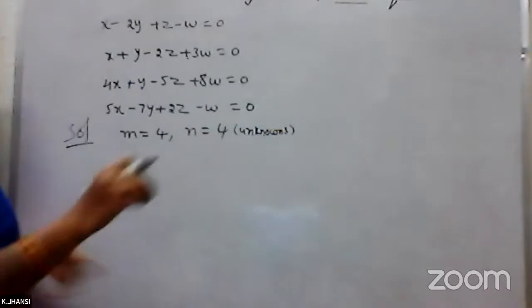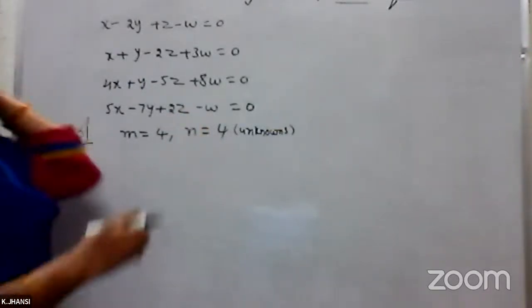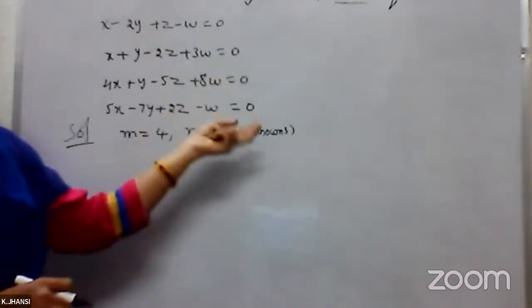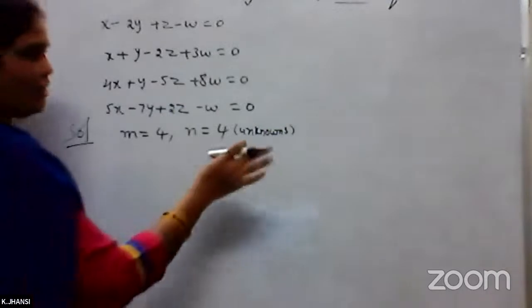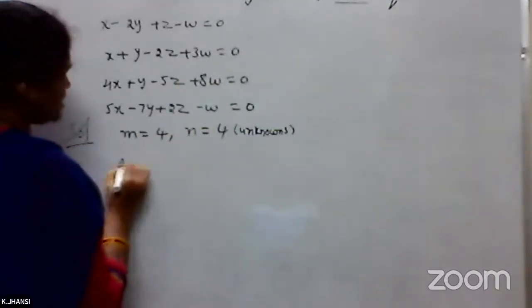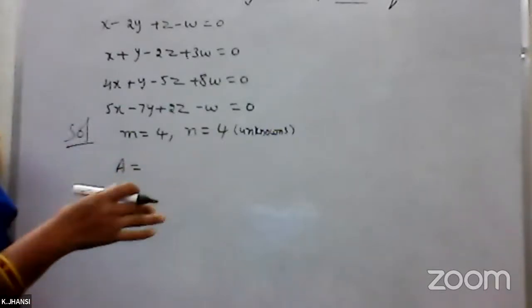Okay, so to find the solution, first we need the rank of the matrix. To find the rank of the matrix, we reduce the coefficient matrix to echelon form. For this one, first we write A. The equation will be in the form AX equals 0.